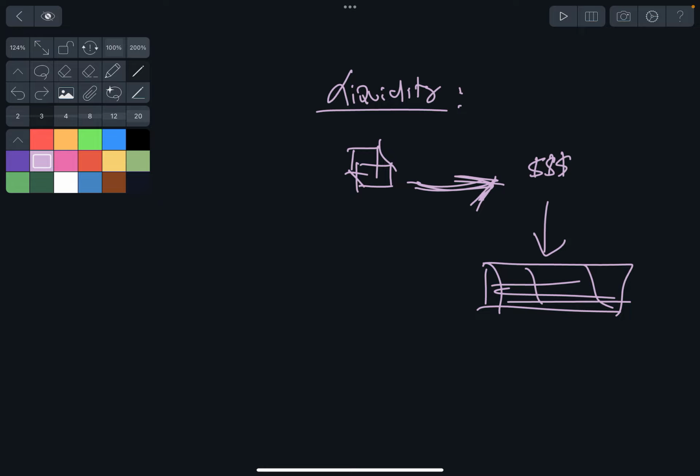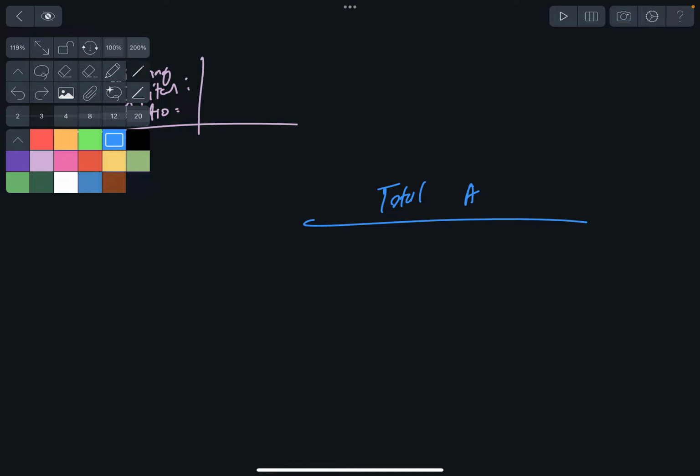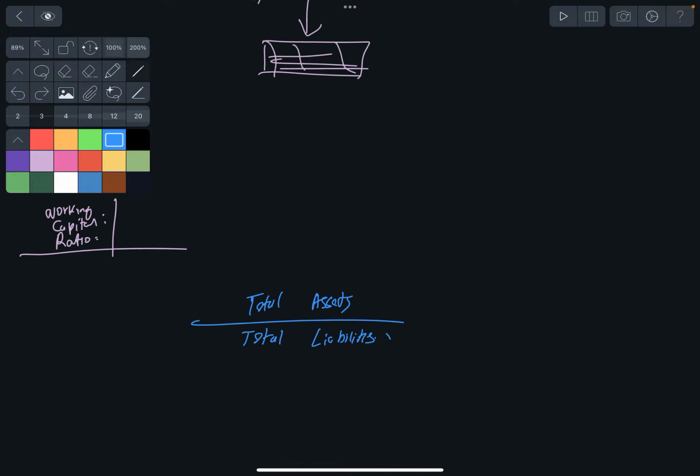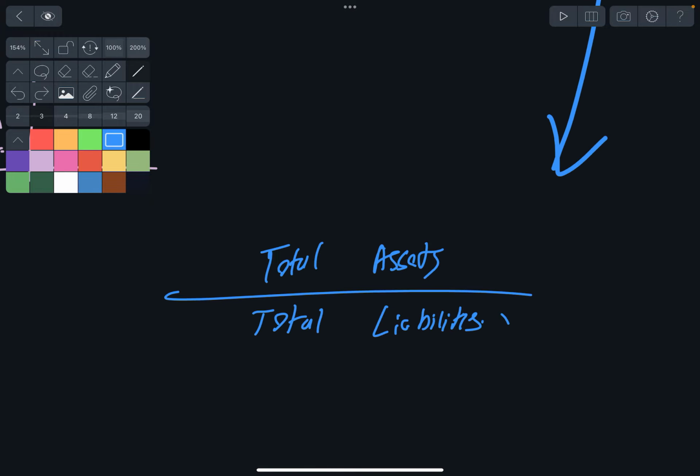Now, how can we measure this liquidity? Well, we have this simple ratio called the working capital ratio. The formula for this is quite simply total assets over total liabilities. It ties in with what you're measuring: the business's ability to pay its short-term debts. How are they going to pay it? By converting their assets into cash.